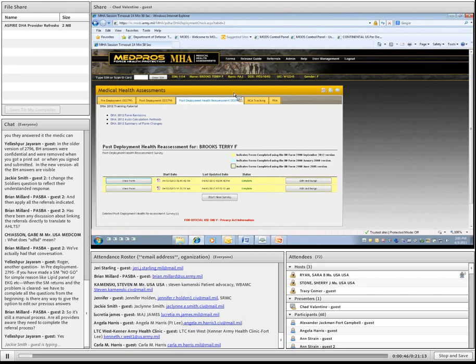So when you do edit and re-sign, I'm unsure if you guys do that. What'll happen is all the deployer's answers will still be on the form, but all your responses will be removed.